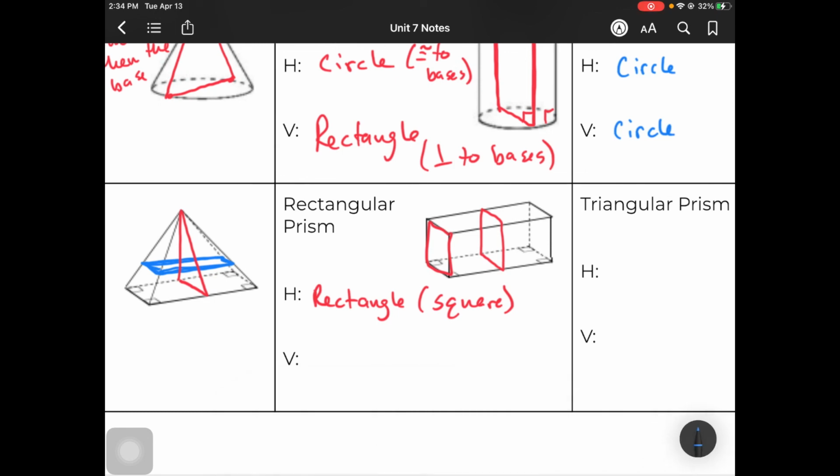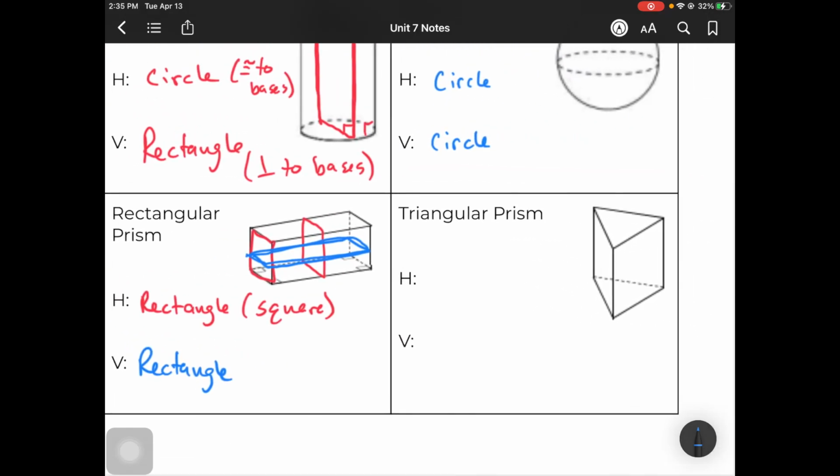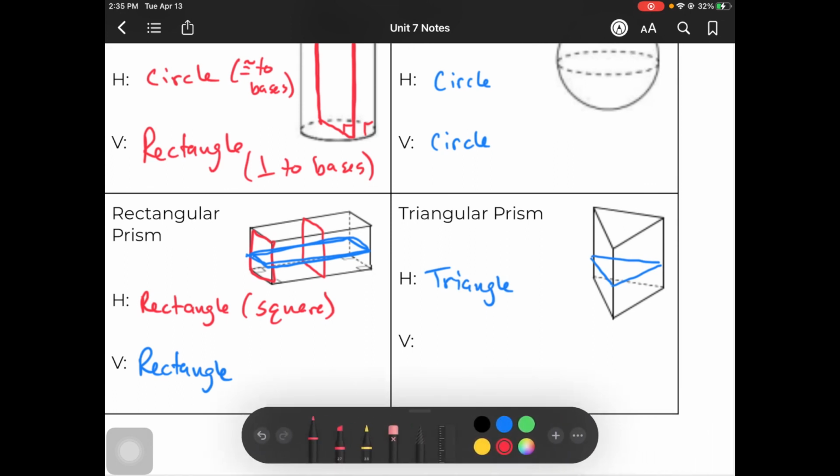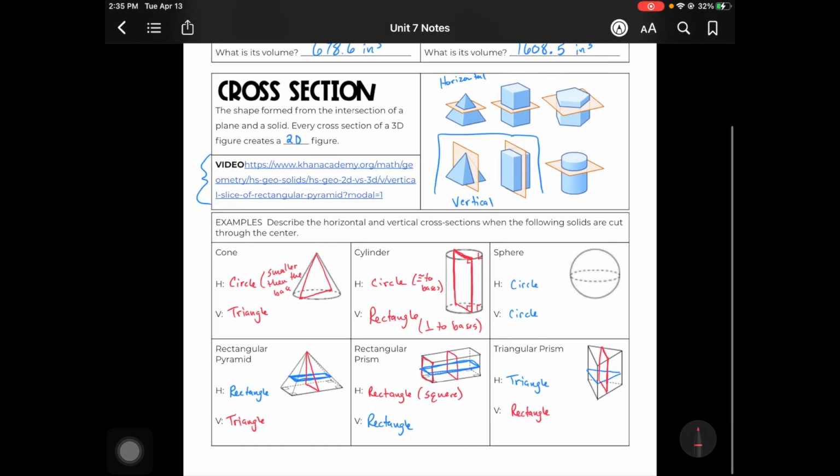Okay. And then horizontally, cutting through there, we get another rectangle. Okay. Finally, our triangular prism, if we cut horizontally, in this case, that's going to be parallel to those bases, so it's another triangle. But if we cut vertically, all right, anywhere we cut vertically is going to end up with only having 4 sides to it. That's going to be a rectangle, because that lines up with these rectangle sides of that prism as well.